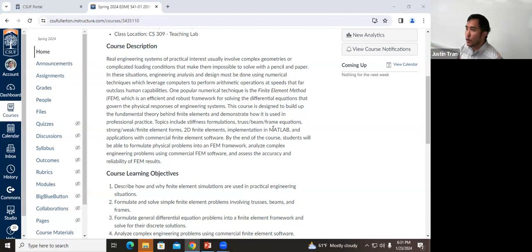But then these lab computers also have ANSYS on them. And so when you're in lab, you can just use the ANSYS here. But if you want to work on ANSYS at home, you have to download the student version, which I'll give you instructions for.